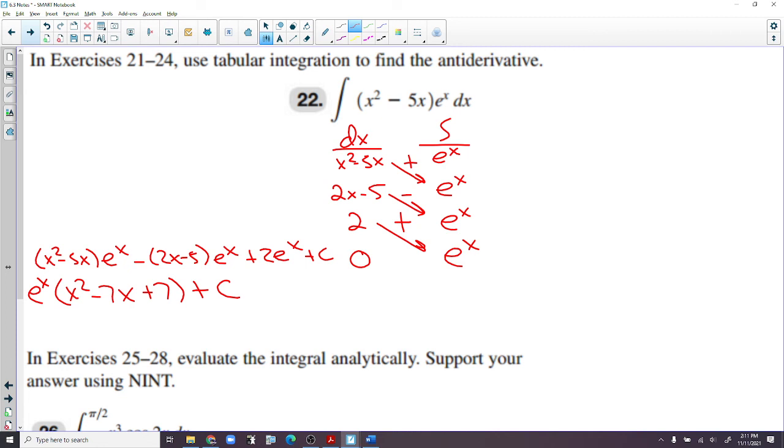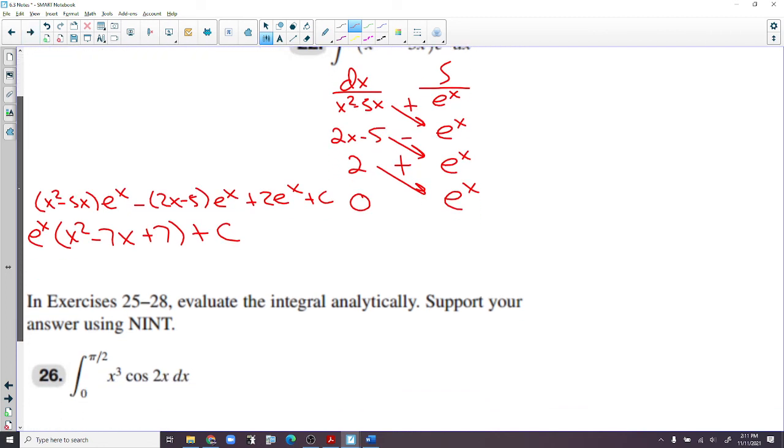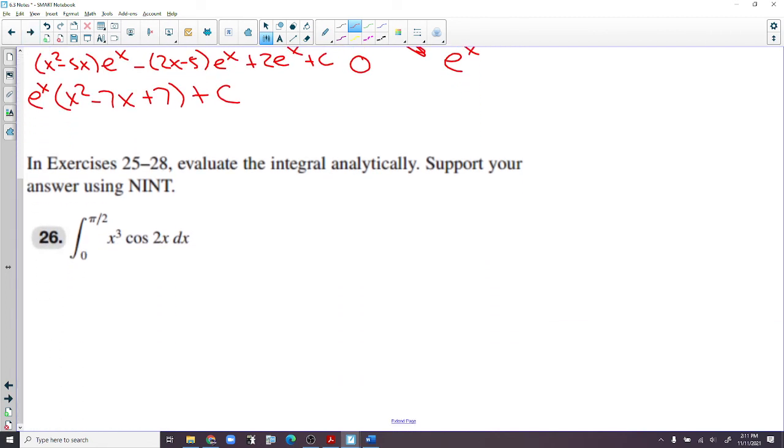All right, let's finish it up with this one right here. Evaluate the integral analytically. Support your answer using your calculator, in other words. So this is a definite integral, so we won't have the plus c. Let's use tabular, though. Let's go x to the third, 3x squared, 6x, 6, and 0. We have cosine of 2x.